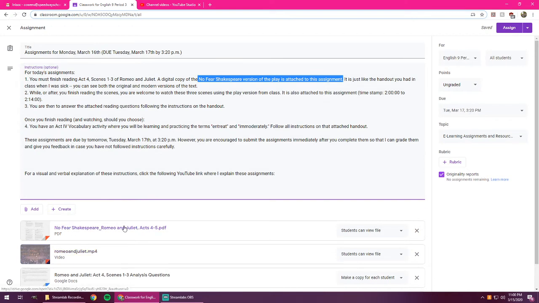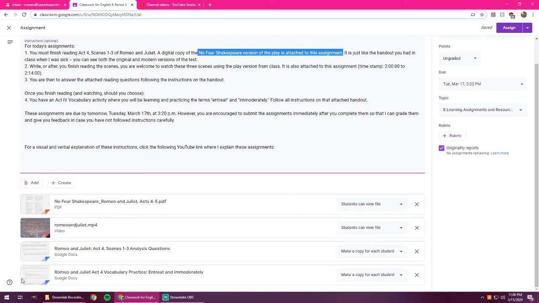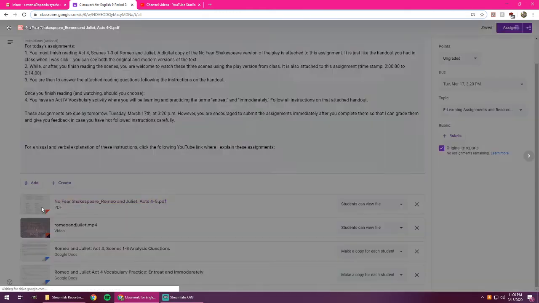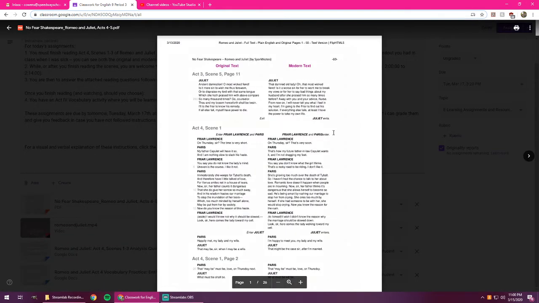So when you guys look down at the bottom of the assignment here, you're going to have the links to the different parts of the assignment. You can click on the No Fear Shakespeare version, and then it makes it nice and easy for you.